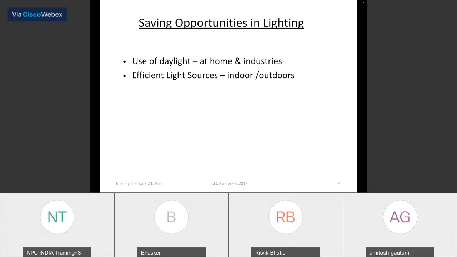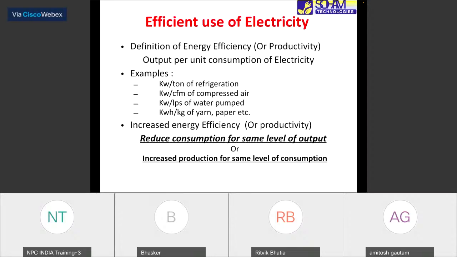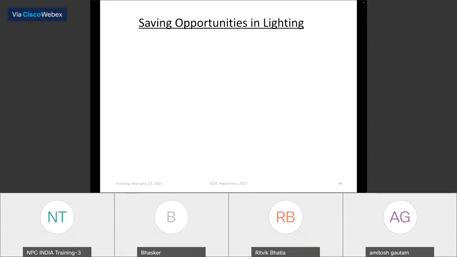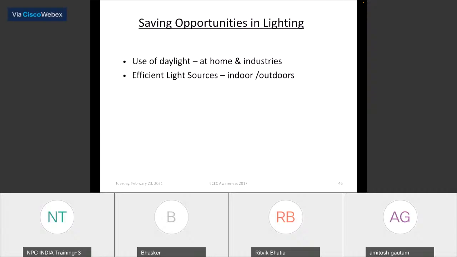Efficient lighting sources are there for indoor and outdoor. I can tell you that sodium vapor lamp is used for security purposes most of the time. And nowadays, the LED light is being used for street lights. And even at our home also, we are using the LED light. The saving for LED light is more than 80% possible.